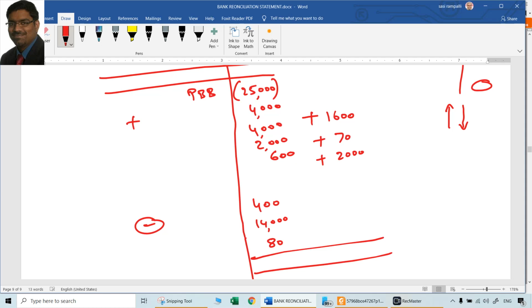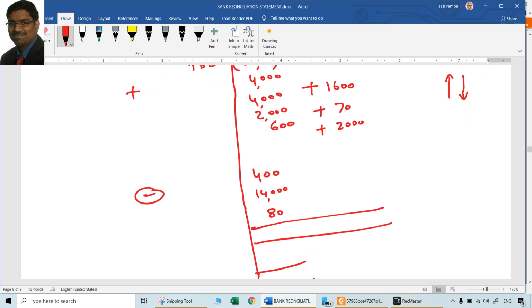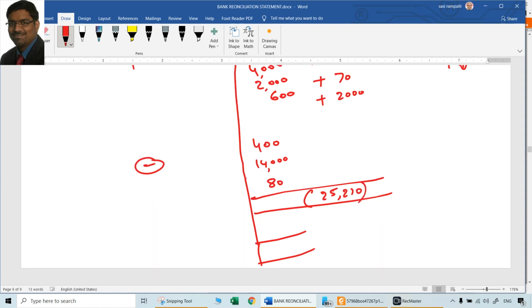But start with minus 25,000. Minus 25,000 plus 4,000 plus 4,000 plus 2,000 plus 600 plus 1,600 plus 70 plus 2,000, minus 400 minus 14,000 minus 80. So finally the answer should be 25,210 minus.